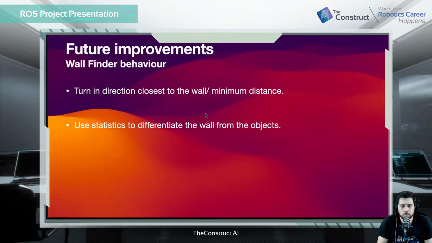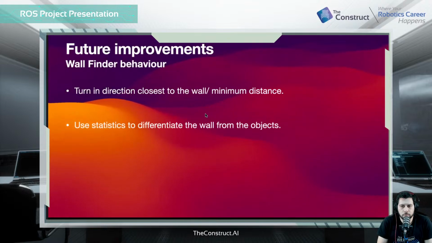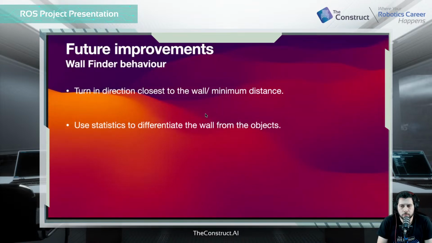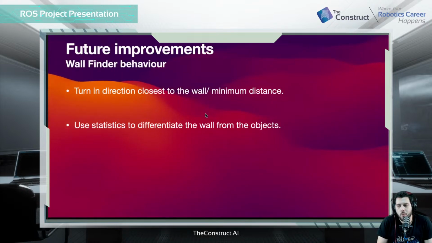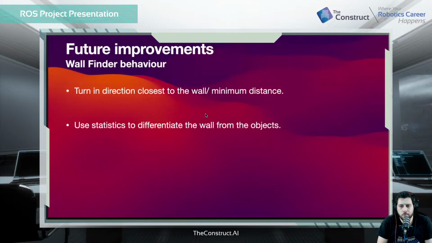So yeah, my future improvements would be, right now, if it has to turn to the minimum distance, it always does a clockwise motion, but I would like it to do an anti-clockwise motion if that's the smallest distance it has to travel. Also, I dabbed in a bit of statistics. I tried it before, but in the end, I didn't have enough time to implement it.